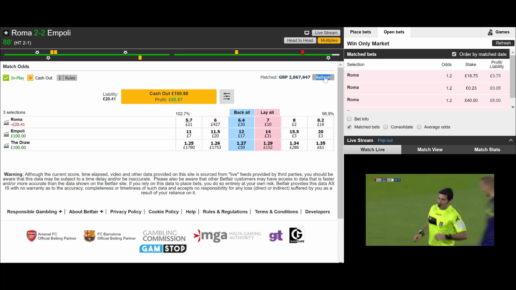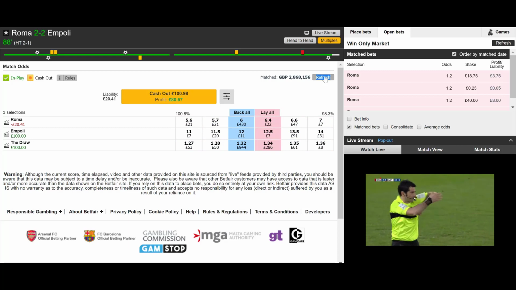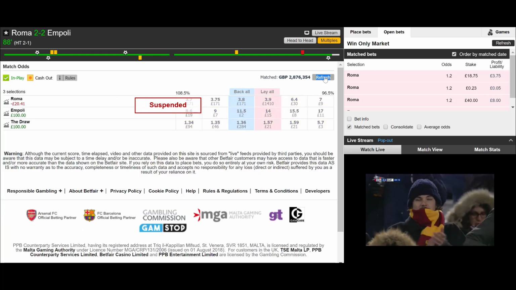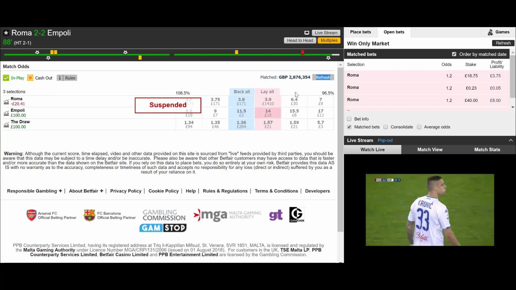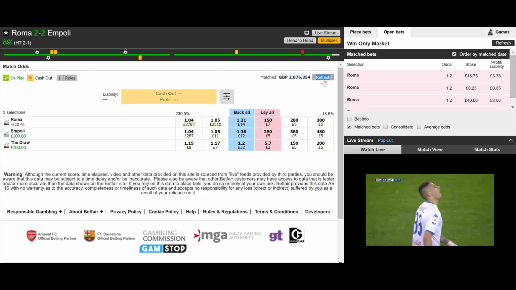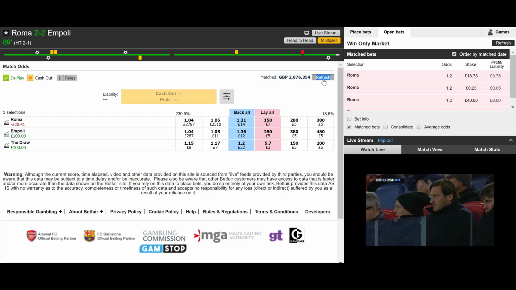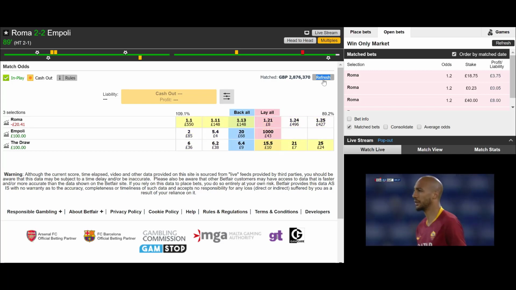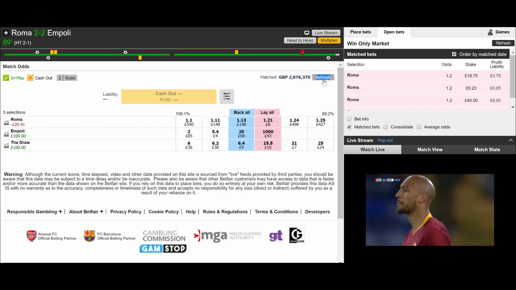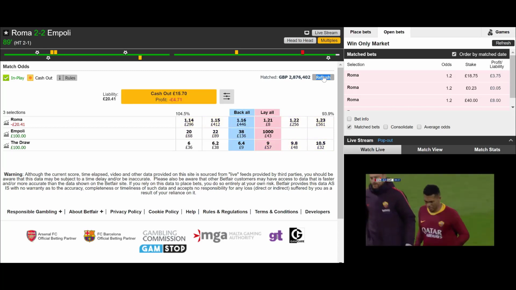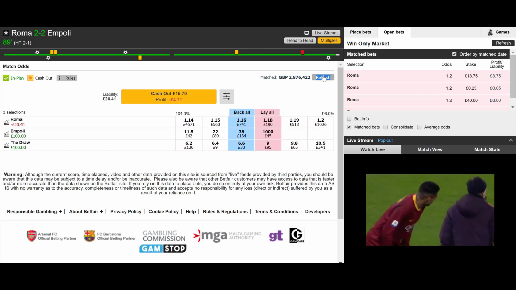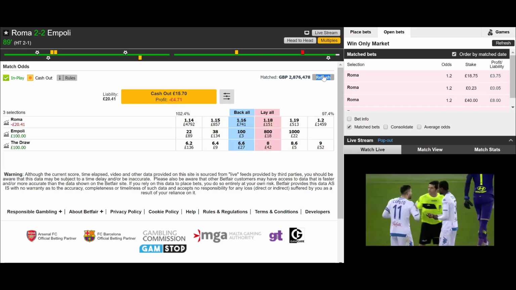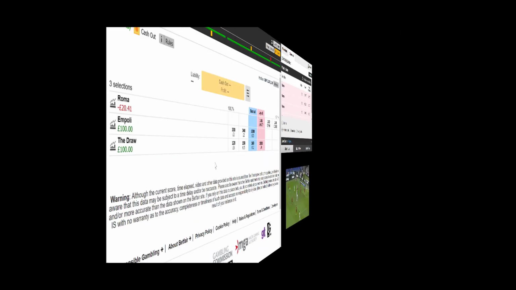So the referee's just had a look. Let's see what he's going to do. He's given a free kick. So then the market suspends again, and there's nothing we can do right now. So that goal's been chalked off, and it's going to go back to being 2-1 to Roma. So, hey, I've almost got it right, but I haven't quite got it right here because the goal is not going to stand. But anyway, this could well be a losing trade. Let's see what happens.